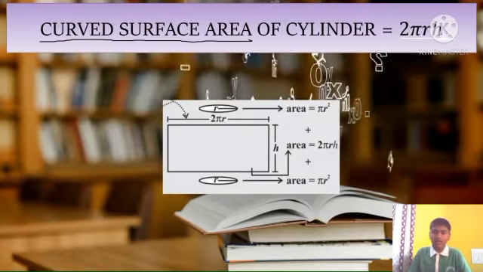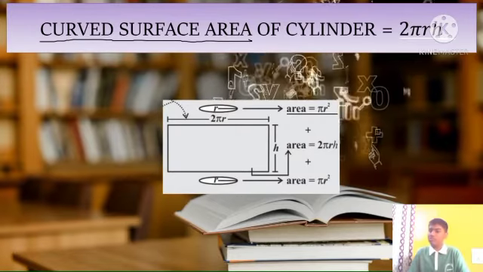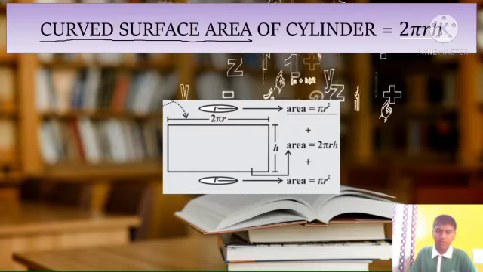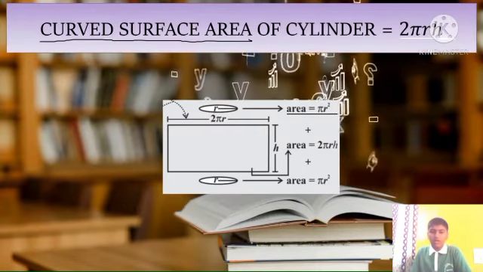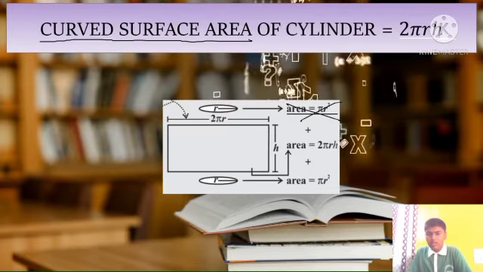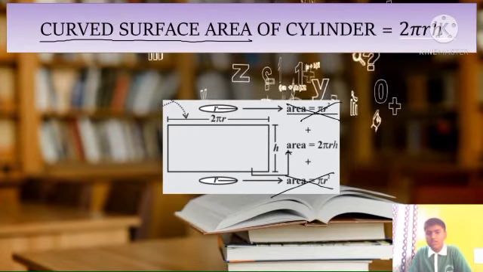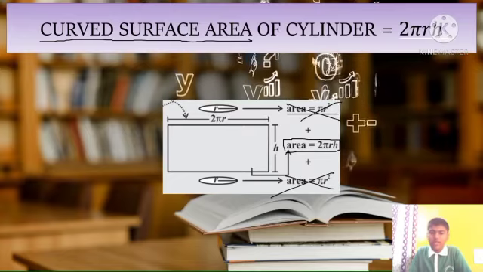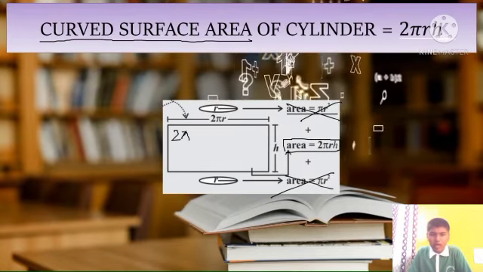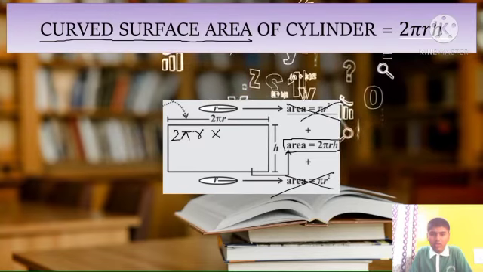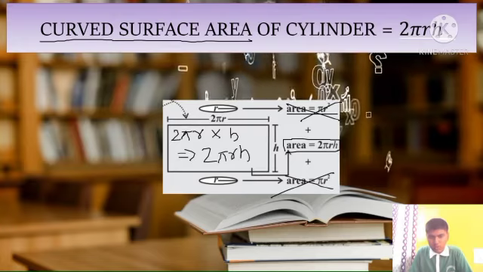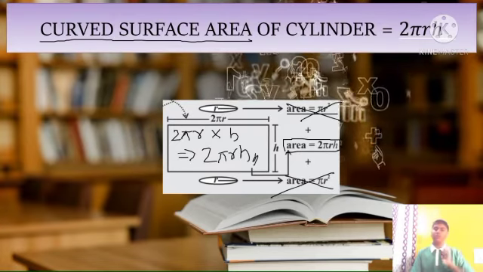Here again we will be finding it with the help of this formula only. For the derivation, we will not consider the top and bottom circles. We don't want this area, and we don't want this area. We only need to find the area of this rectangle. Let me just solve it. 2 pi r is our length, into h. It is nothing but 2 pi r h. So the formula is also only this.